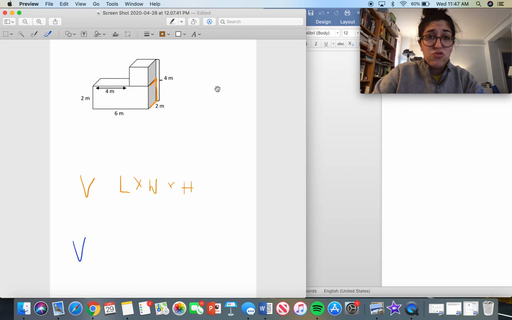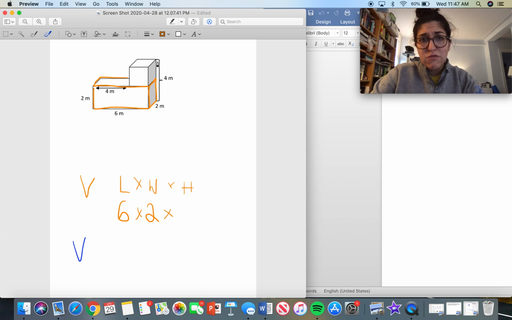If we're looking at the bottom on the orange one, I see two potential lengths. I see this 4 meters and this 6 meters. But if you notice, the 4 meters doesn't extend all the way the length of the orange, only part of the way. So I'm going to use the 6 meters because I'm looking for the full length, 6. Width, I see that this says 2 meters for width.